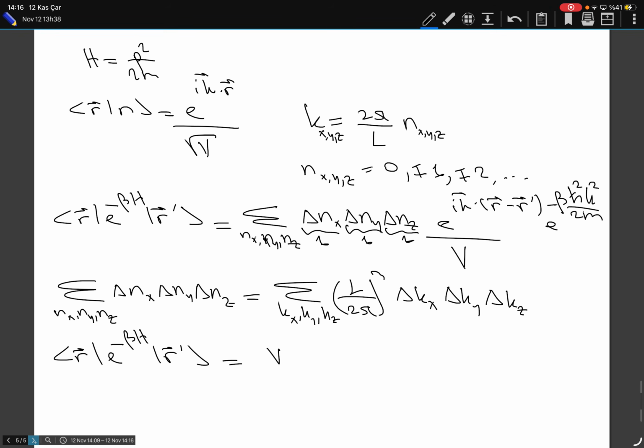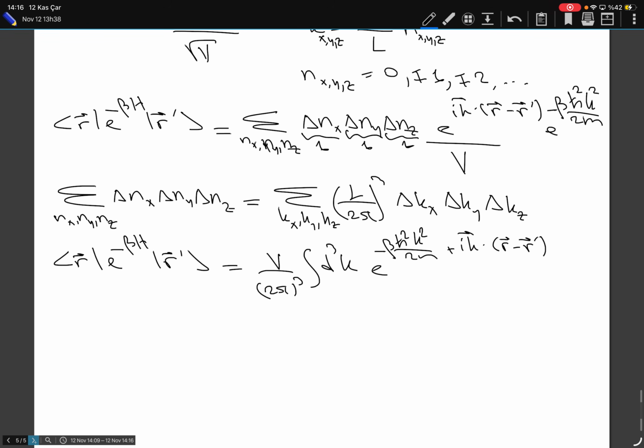This is equal to V over (2 pi) cubed, integral d cubed k, integrating over all possible values of k, of e to the power minus beta h bar squared k squared over 2m plus i k dot (r minus r prime). Now I need to evaluate that integral. Well, I will convert it to a Gaussian integral, divided by V. So V's cancel.